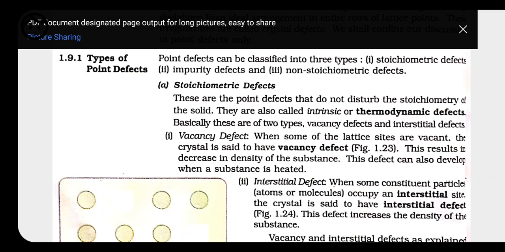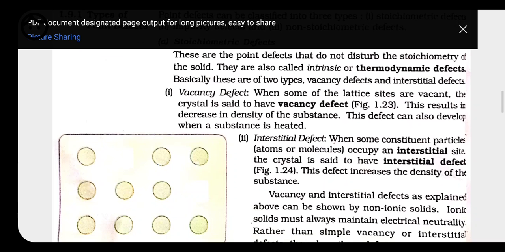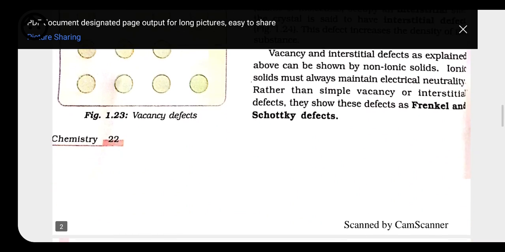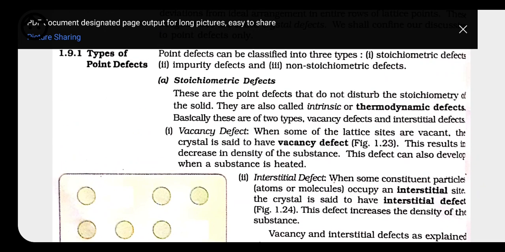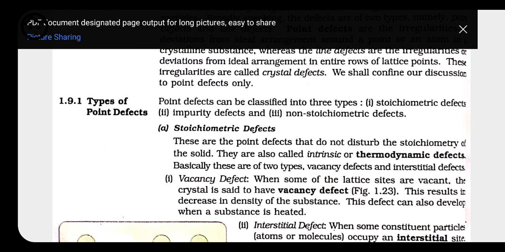Okay, so first we will have the stoichiometric defect. This type of defect may occur because of many types of reasons. First we will classify the stoichiometric defect into four. First is the vacancy defect, then the interstitial defect, then we have Schottky and Frenkel defect. These we will do later. First we will have the vacancy defect.